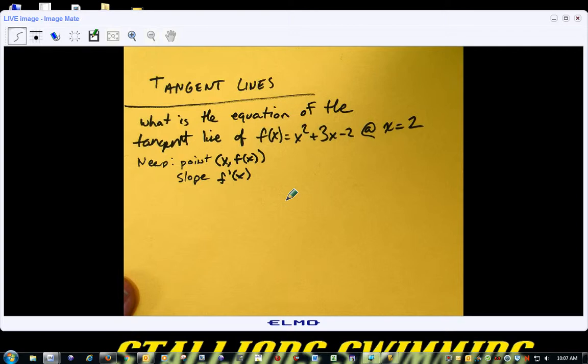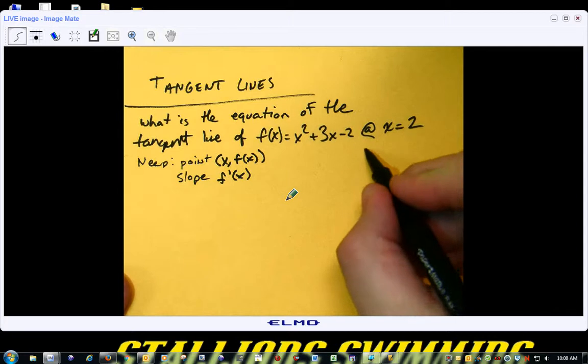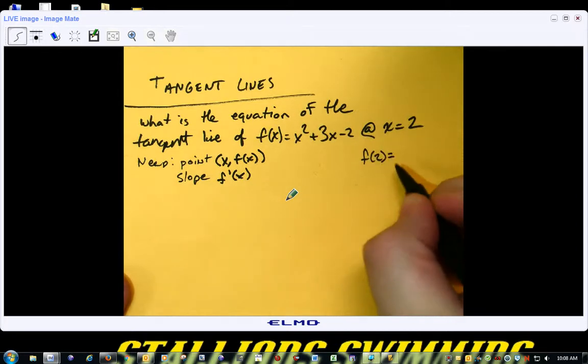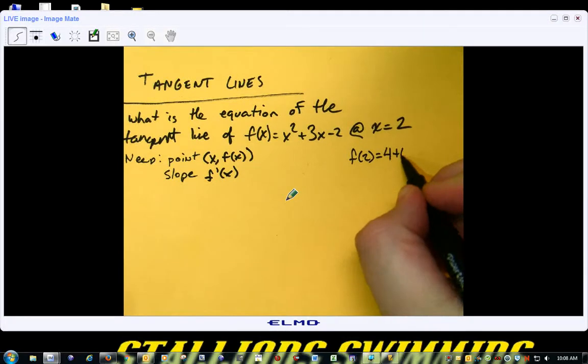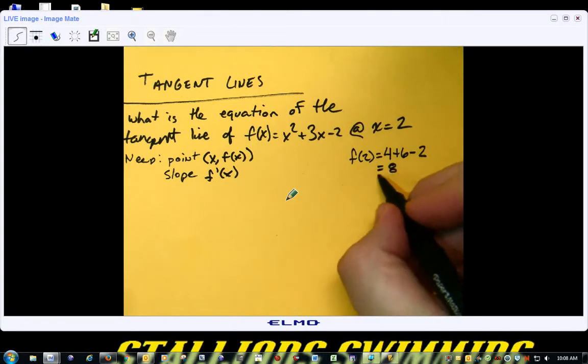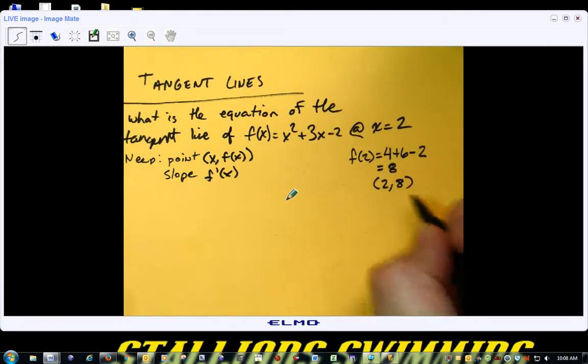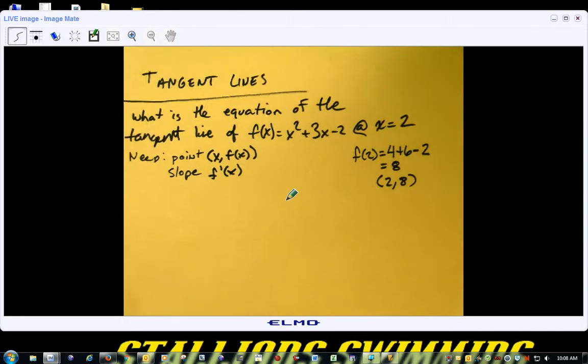Well, I have x, right? I know we're looking at 2. So I can find f of 2. Yeah, f of 2 would be 4 plus 6 minus 2, which is 8. So I have the point 2, 8. That's what I'm looking at, the graph. Now everybody see where I got the 4 plus 6 minus 2? Alright, so I got my point.